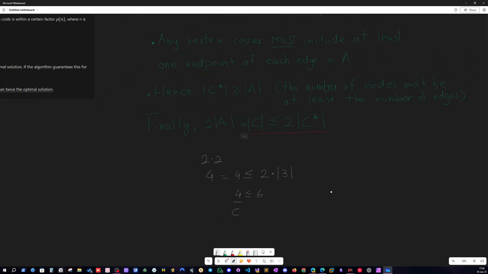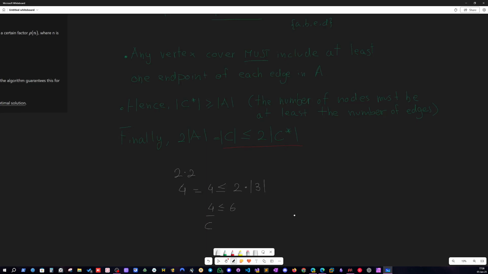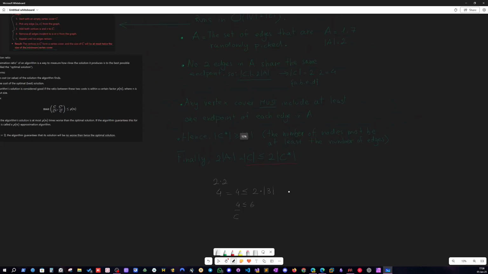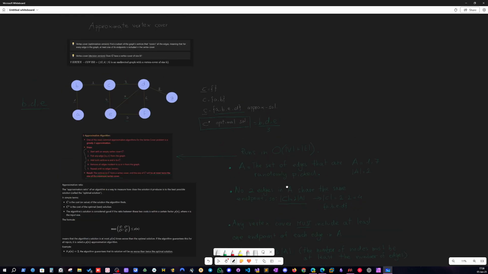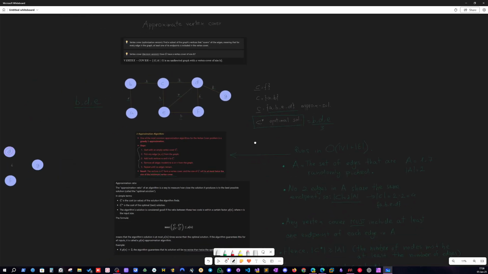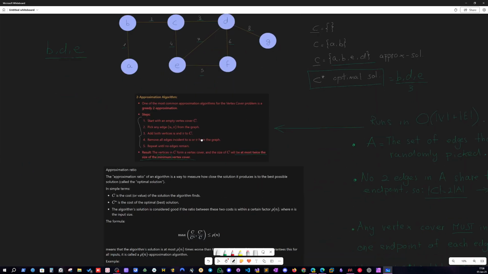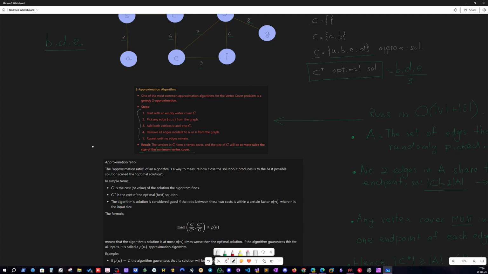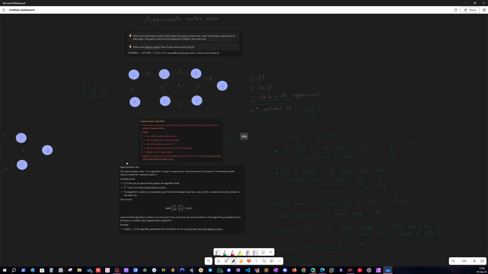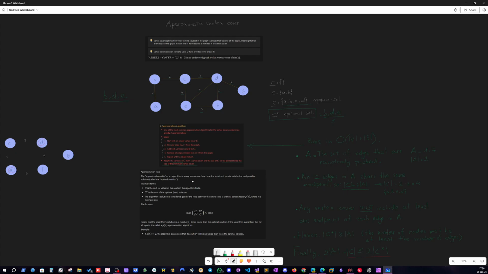And yeah, that's it. This is the approximate vertex cover. This was the true approximation algorithm, approximation ratio, and for today I think that is more than enough.